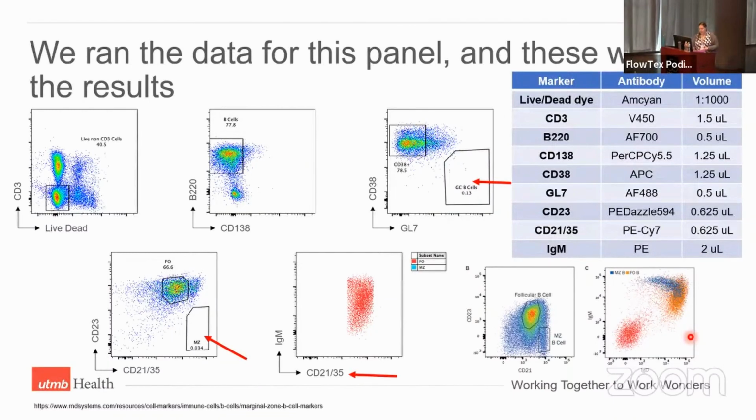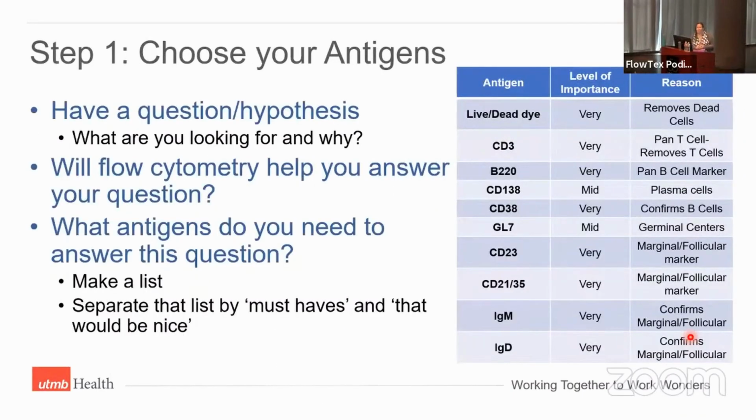So we sat down after their talk and we went over their panel. And we've heard a lot of panel design talks, so I will not overly bore you with the panel design. But the first thing that I normally do is talk to the researcher. What's your question? What's your hypothesis? What are you looking for? Can flow cytometry really help answer your question? Or are you doing flow cytometry when you should be doing imaging? Sometimes they overlap and sometimes people aren't really sure what the proper technique they should be using is. So we talk a lot about that.